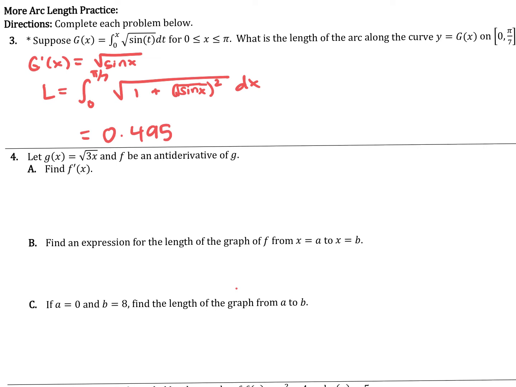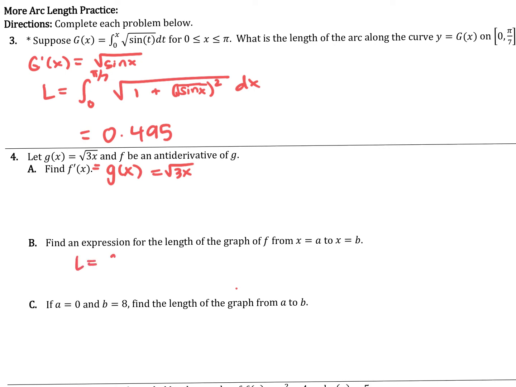All right, no calculator on number 4 here. Let's work through this one. So the first thing that we're given is that g of x is the square root of 3x, and f is the antiderivative of g. So f prime of x is going to be equal to g of x, which is the square root of 3x. For part B, it says find an expression for the length of the graph from x equals a to x equals b.